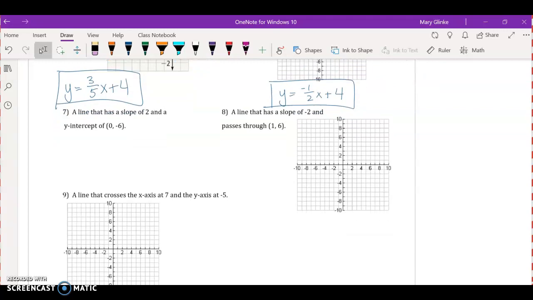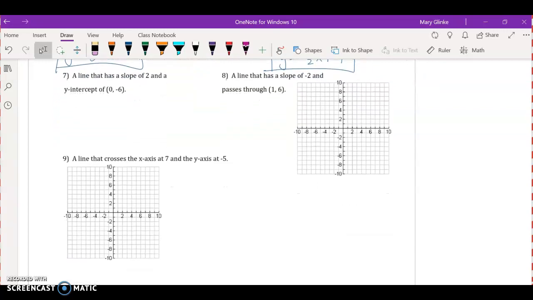So 7 and 8 and 9 are all applications of this. So what I'd like you to do is pause the video and try them out and see if you can come up with your equation in slope-intercept form. So pause and try them. Let's see how these went.